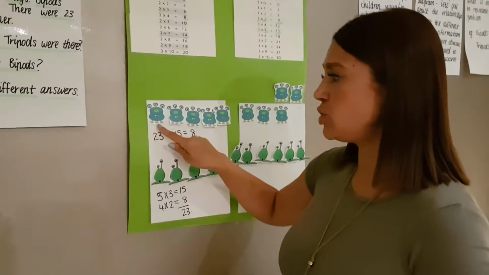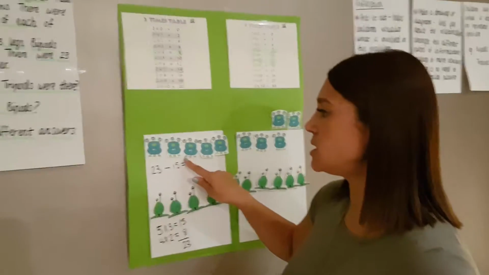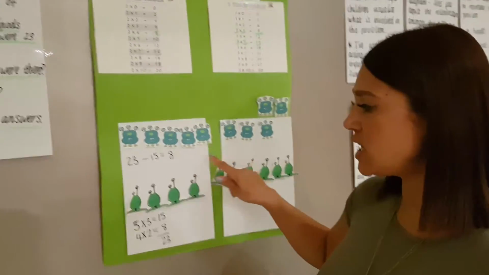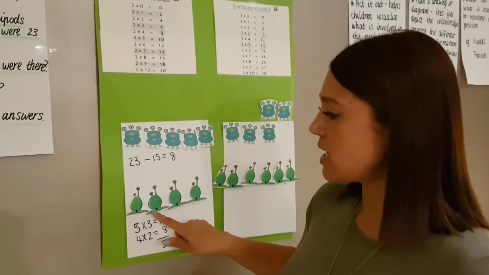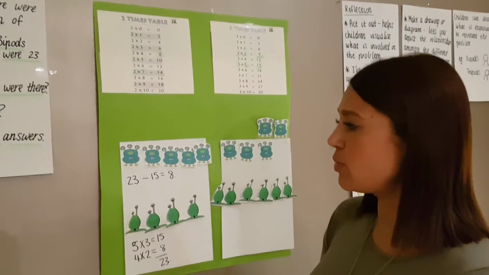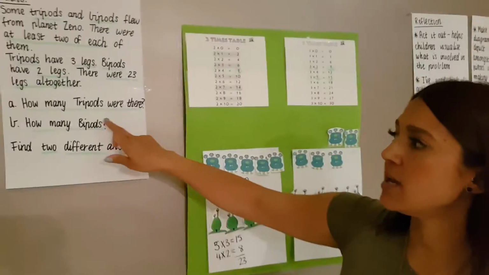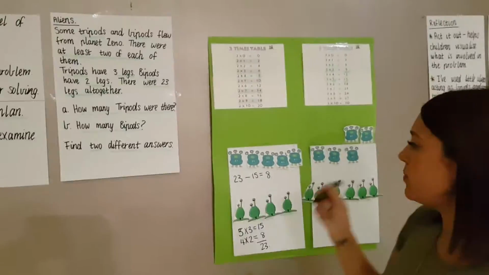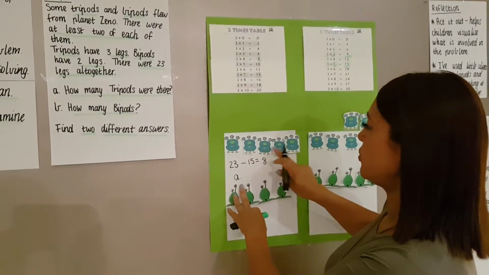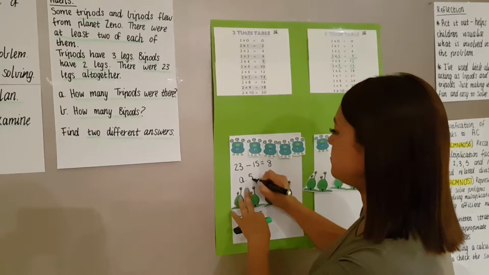So we've got 1, 2, 3, 4, 5, 6, 7, 8, 9, 10, 11, 12, 13, 14, 15, 16, 17, 18, 19, 20, 21, 22, 23. So our first answer here, how many tripods were there? So we've got 1, 2, 3, 4, 5 tripods.